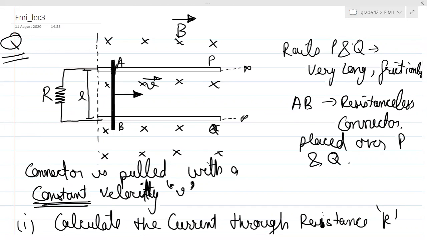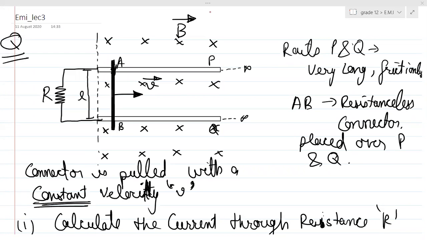Draw the question once. First of all, concepts. Guys, what all concepts are involved over here? When the connector AB moves over the rails P and Q, what will happen? Magnetic field lines will be cut, right? Yes or no? Will magnetic field lines be cut? Yes, sir. So basically the magnetic field lines will be cut.